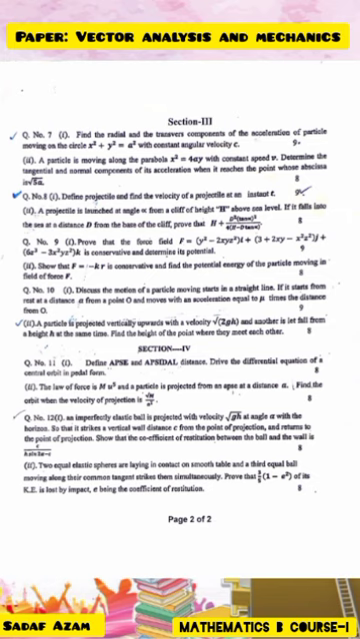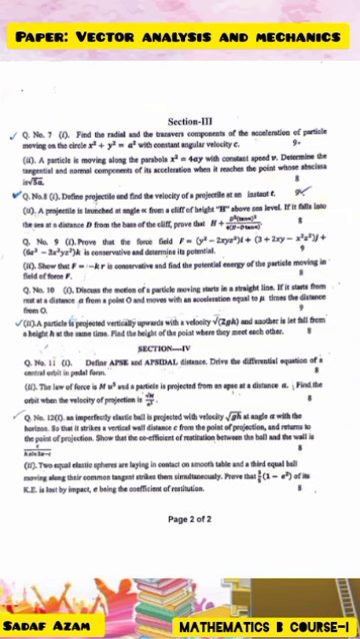Find the radial and the transverse components of the acceleration of a particle moving on the circle x square plus y square is equal to a square with constant angular velocity c. 2. A particle is moving along the parabola x square is equal to 4ay with constant speed v. Determine the tangential and normal components of its acceleration when it reaches the point whose abscissa is under root 5 a.